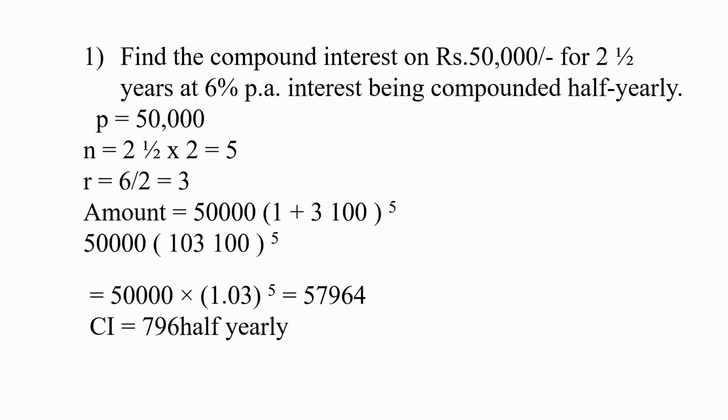There is a question: find the compound interest on 50,000 for 2.5 years at 6% per annum, interest being compounded half yearly. So here the principal amount is 50,000 and the investment is for 2.5 years, interest is 6% per annum and it is compounded half yearly. So half yearly means every year there will be 2 computations of the interest. Okay, compounded half yearly.